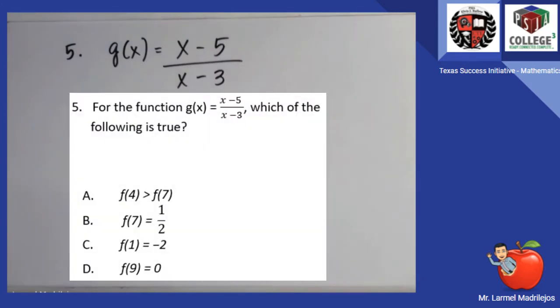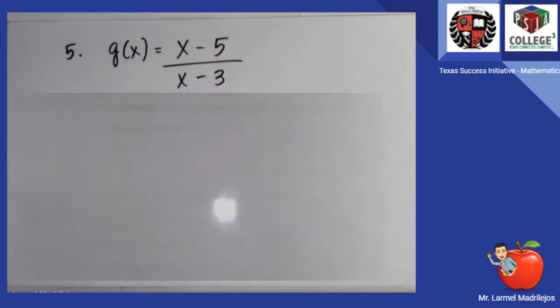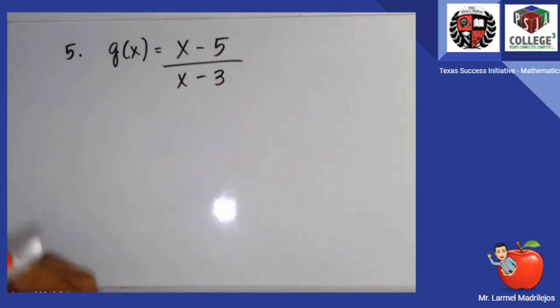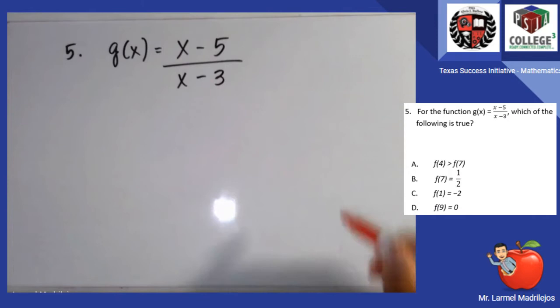Okay. Question number 5. For the function g of x is equals to x minus 5 all over x minus 3. Which of the following is true? This is going to be a longer process. We need to check all the numbers. Let's start with letter A. F of 4 is greater than f of 7. So let's start first with whenever the value is f of 4.